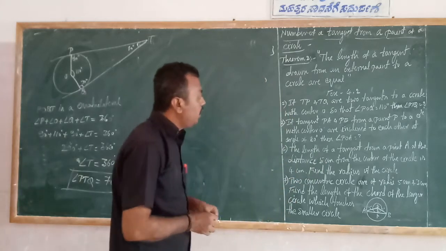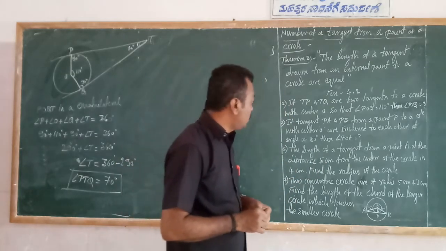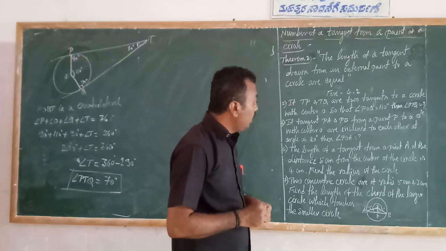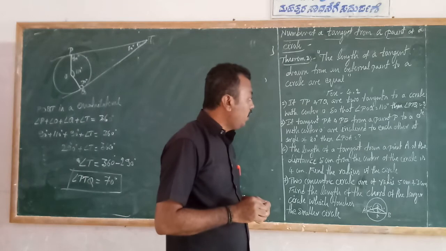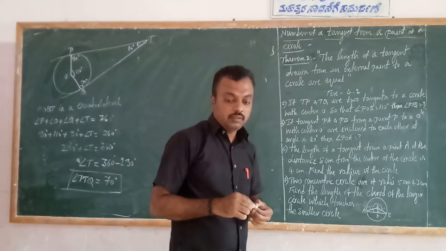If the tangents PA and PB from a point P to a circle with center O are inclined to each other at an angle of 80 degree, then angle POA is equal to question mark. Yes?